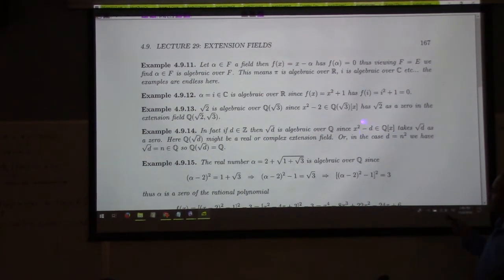In fact, if we look at x squared minus d, where d, I think, has to be square free, it's more interesting, right? Then Q adjoin the square root of d could either be a real or complex extension field, and so I guess it could have degree... I haven't even defined degree yet, so let me shut up. Anyway, the point is that if we have the square root of d, it's algebraic over Q.